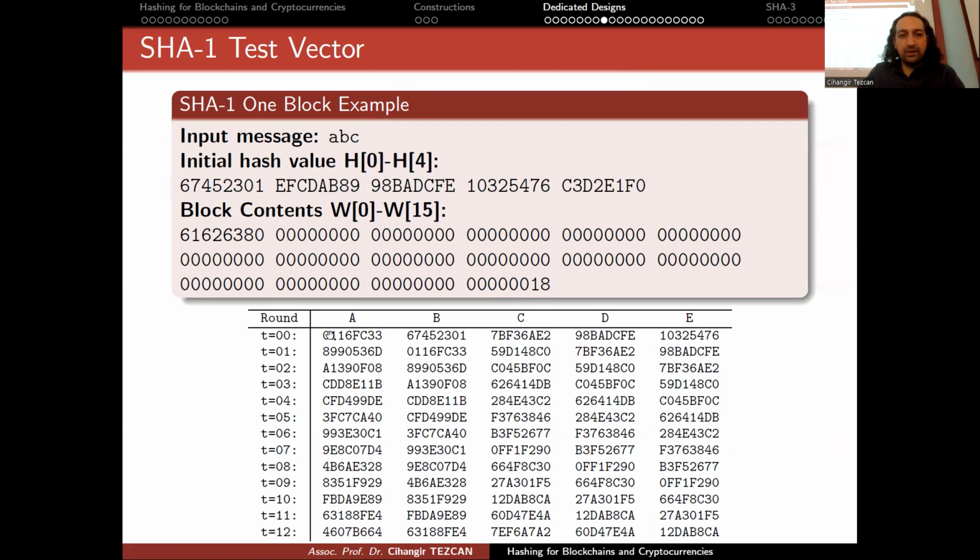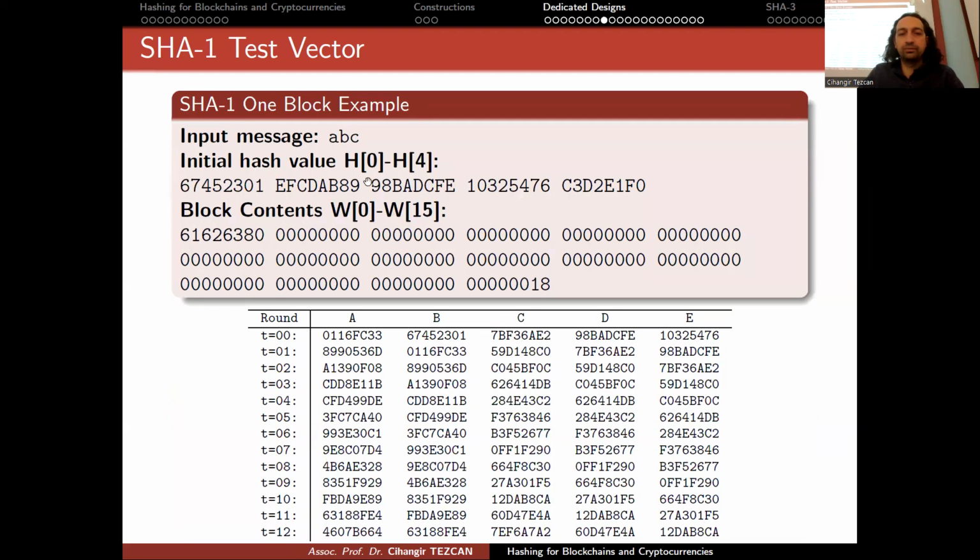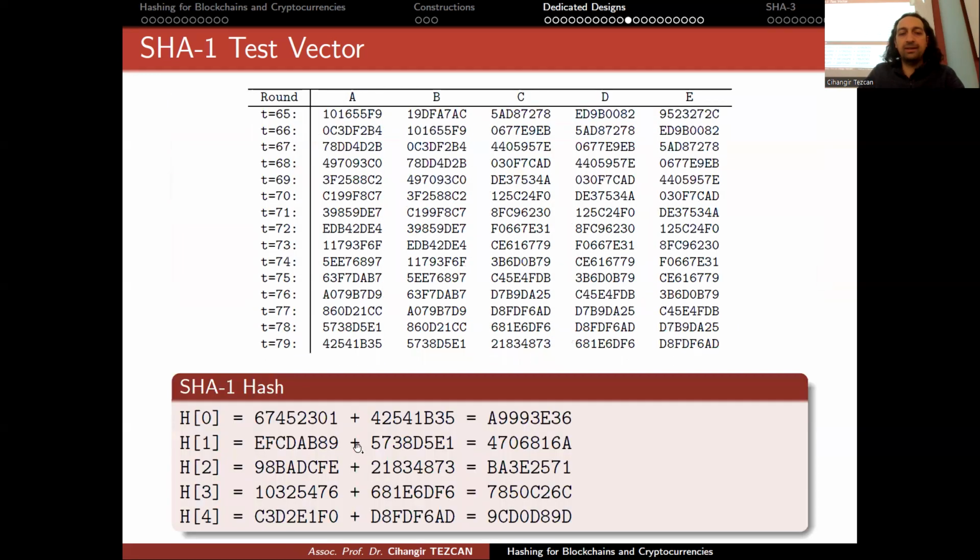As the round outputs, it is written like this. If you perform the operations, after 80 operations, this is your output. You write it here. You also add it to the initial values written here, H0 to H4. This addition is not an XOR, but real modular addition mod 2 to the 32, and the result is here. So this is the hash of the ABC text. Okay, this is how a hash function works. Keep that in mind in the background when you perform a hash function. Actually, this is what happens.